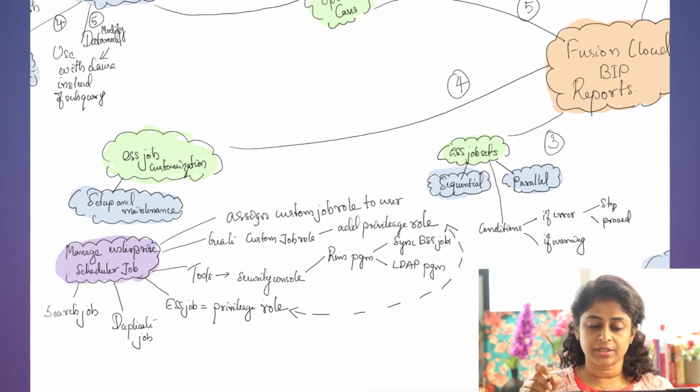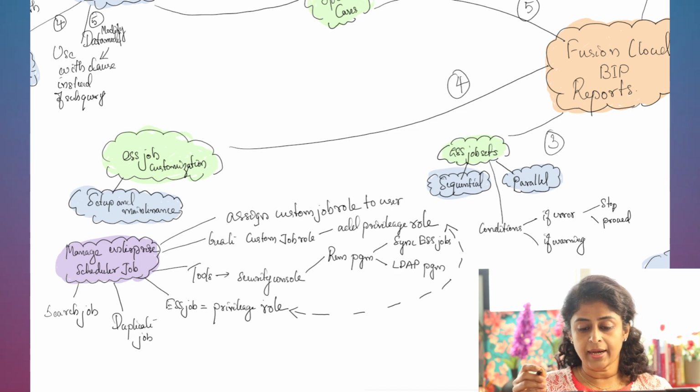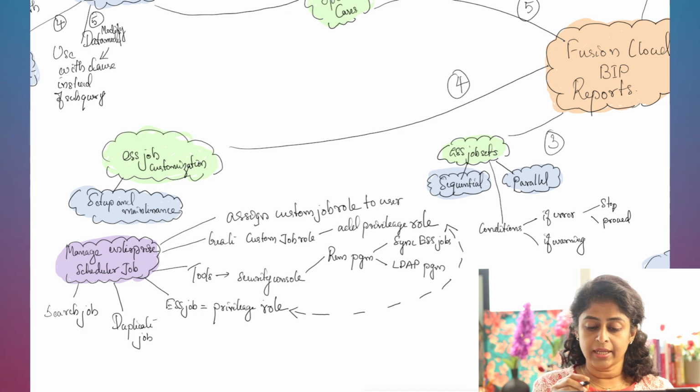ESS job customization. Go to setup and maintenance, manage enterprise scheduler job, search for the job and duplicate it. ESS jobs can be equated to privileged roles. So after creating a new job, go to Tools, Security Console and run LDAP Sync ESS job programs. This is a set of 3 ESS jobs: send pending LDAP requests, retrieve latest LDAP changes, import user and security role tables.